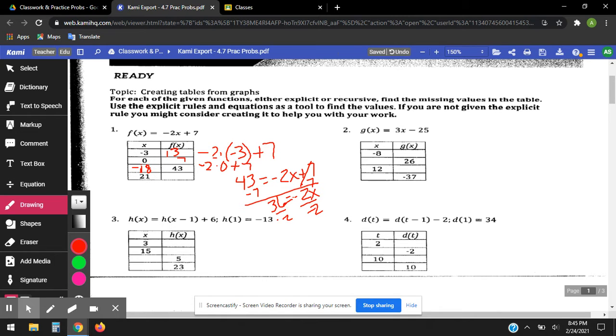And then now I've got the 21. So -2 times 21 plus 7. That's 42 plus 7. Oh, negative 42 plus 7 gives me a -35. All right, so same idea when you're over on this one.